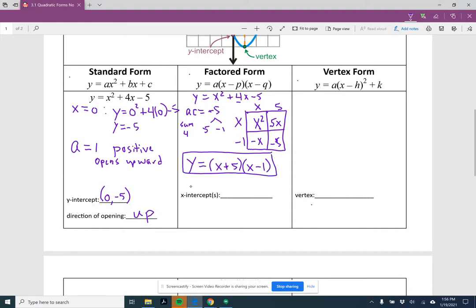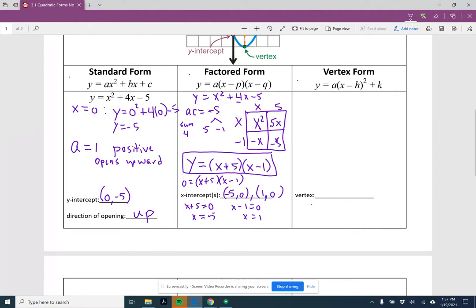Now, how do we find the x-intercepts from the factored form? Well, it's really easy. We just replace the y with a 0. And then, from the factored form, we just set each factor equal to 0. From one factor, we get x equals negative 5. From the other factor, we add 1 to both sides, and we get x equals 1. So our x-intercepts are (negative 5, 0) and (1, 0). We have two of them in this one.